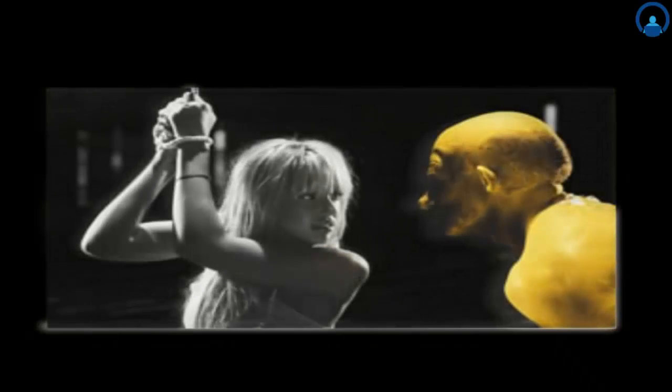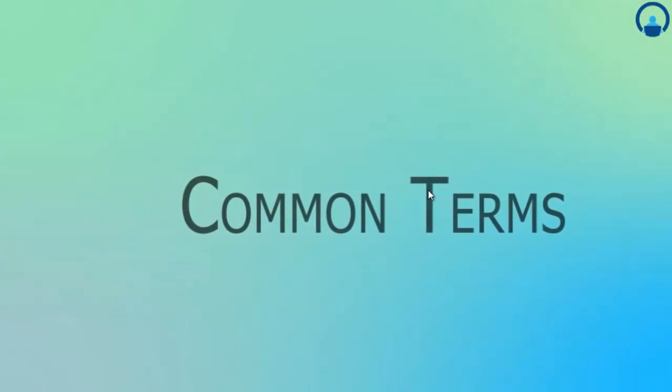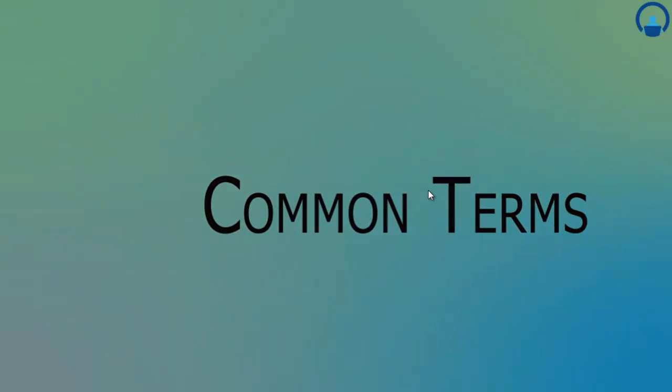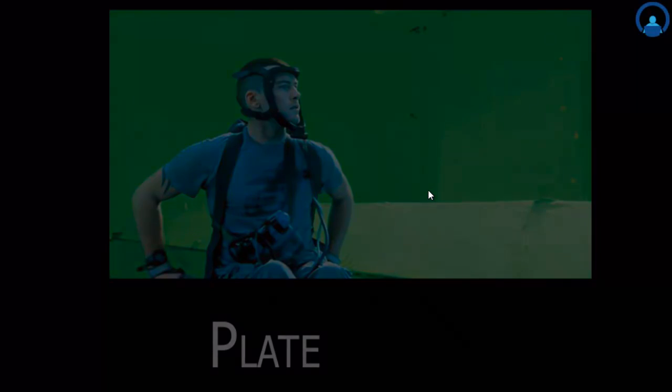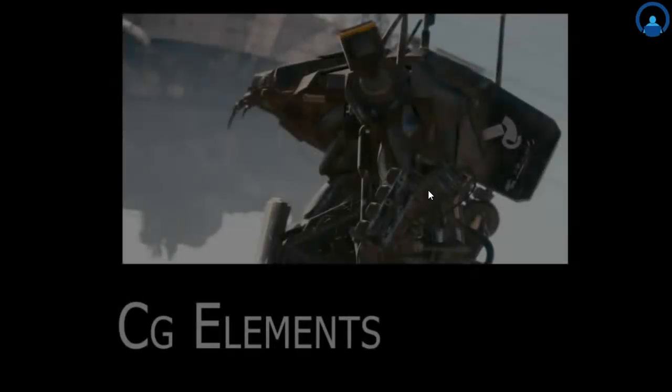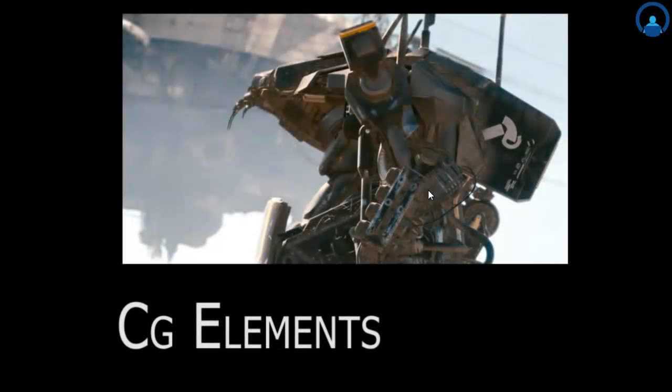Now we'll go through some common terms which are used in the VFX and animation industry. We'll be using these terms quite often in this tutorial. A plate. A plate is the original footage with green screen which will be replaced later by any other digitally created element or background. A CG element. A CG element is a computer generated element which is digitally created in software like 3D Max or Maya.